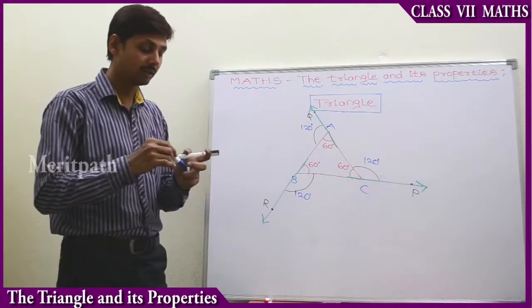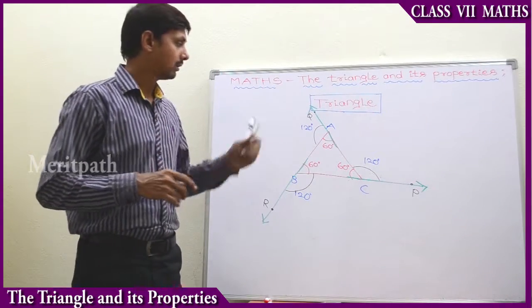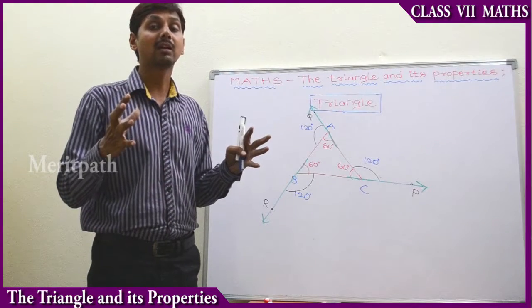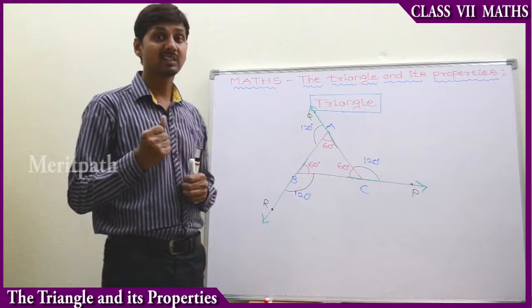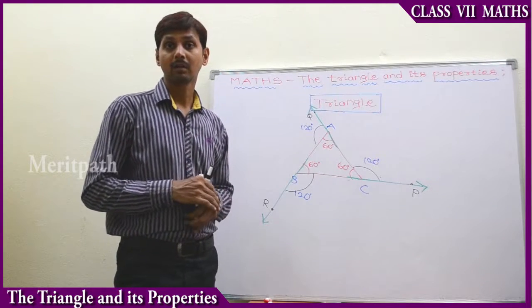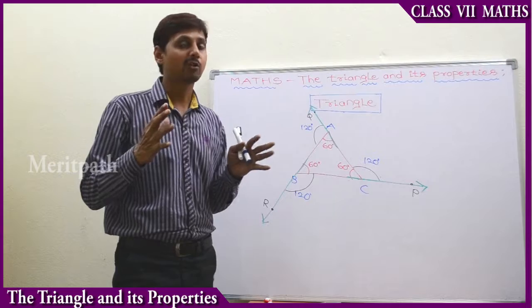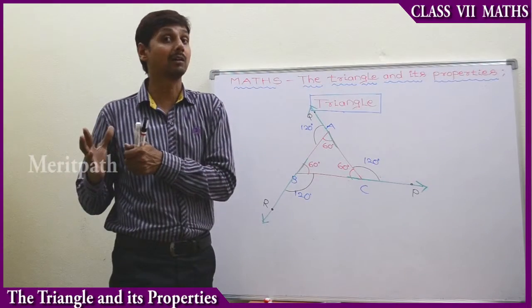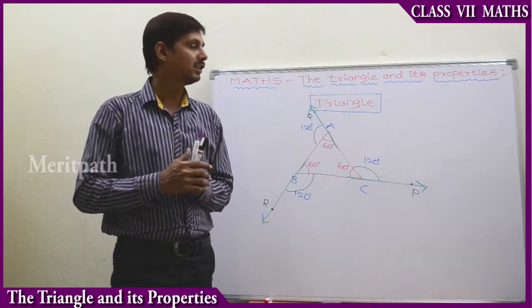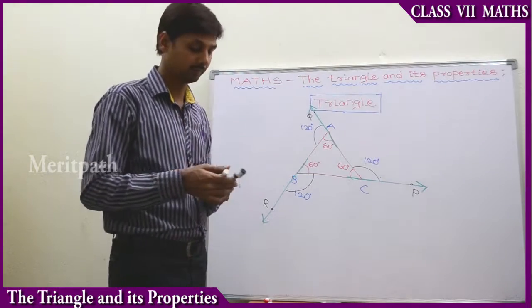As we discussed earlier, the sum of the exterior angles of a triangle is equal to 360 degrees. Now let's discuss the next property, that is, an exterior angle of a triangle is equal to the sum of the interior opposite angles of a triangle. Let's take an example with a triangle.